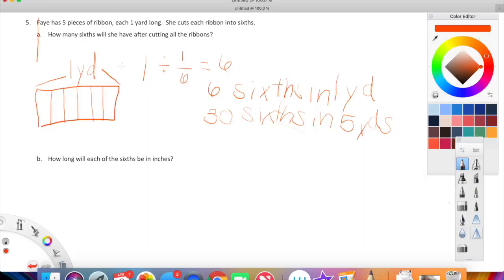Next Emma is going to answer the second part of the problem. The second part of the problem says, how long will each of the 6ths be in inches? You're going to see in just a moment that Emma's going to use UCS, unpack, convert, solve, to convert the yards to inches. So 1/6 of a yard is equal to 1/6 times 1 yard. And that equals 1/6 times 36 inches. And that also equals 6 inches.